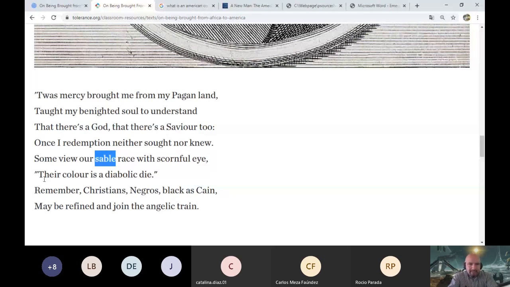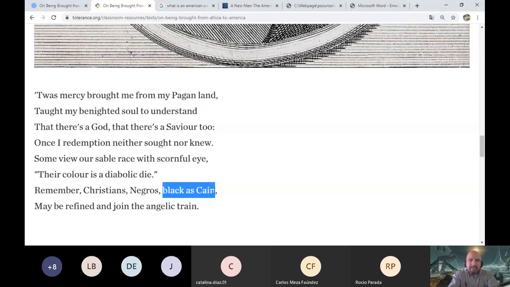Another idea here is their color is a diabolic dye. Diabolic dye. It could be probably D-Y-E, the spelling now, but the idea is, why is she using the word diabolic? Their color is a diabolic dye. And then in the next line, she's using the expression black as Cain. So black as Cain, diabolic.